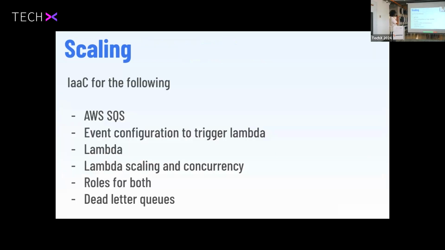So what we have right now is, in infrastructure as code, we had the AWS SQS queue, we had the event configuration to trigger Lambda, we had the Lambda scaling and concurrency, we had the roles that allowed the entire infrastructure to communicate with each other. This in infrastructure as code is a lot of code. Like I don't have the snippet right now, but it was at least 200 lines of code, 250 lines of code, right?